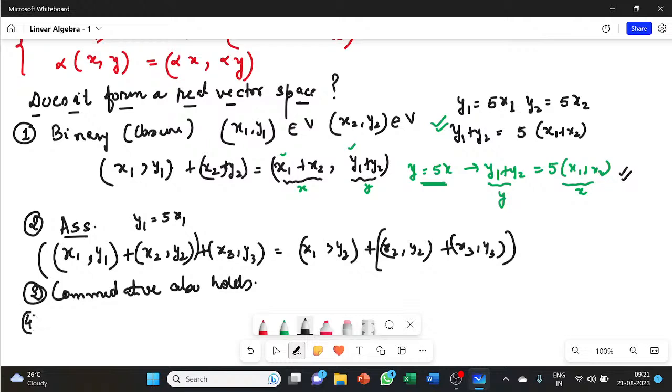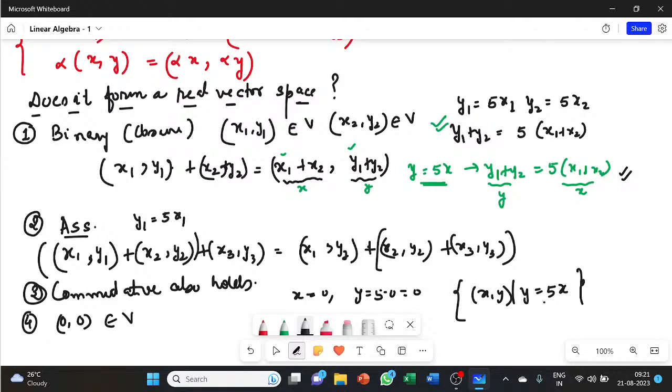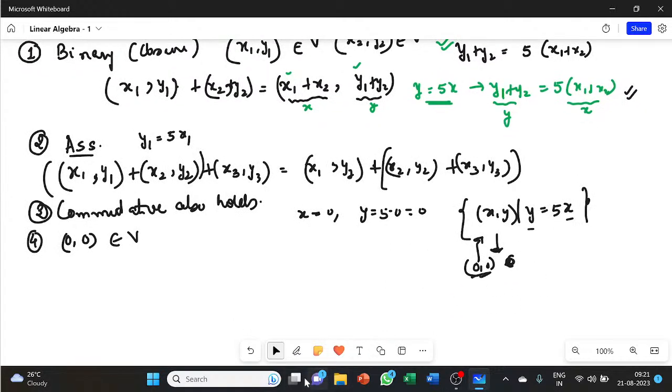Now, clearly (0, 0) also belongs to V, doesn't it? If your x is 0, then your y is equal to 5 times 0, which is 0. So for (x, y) such that y = f(x) = 5x, if I take x equal to 0, I get y equal to 0. So clearly in this space you will have (0, 0). So (0, 0) belongs to this space, doesn't it? So there is existence of an identity element.